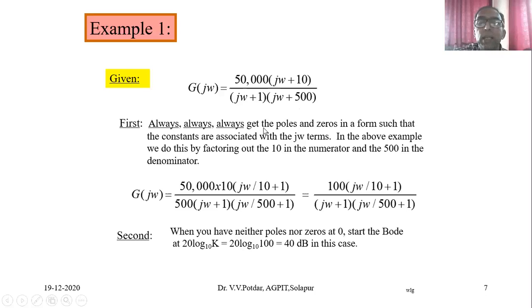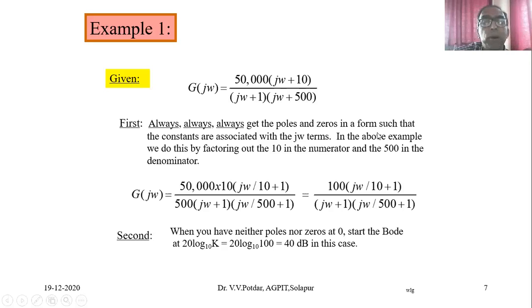Always get the poles and zeros in a form such that the constants are associated with the jω terms. So it is called the 1 plus tau s form, right? Here jω + 10, I want to convert it into 1 + τs form. So dividing it by 10 makes it 1 + jω/10. This is already in 1 + τs form. This is not in 1 + τs form, so dividing by 500 makes it 1 + jω/500. So it is 1 + τs form.